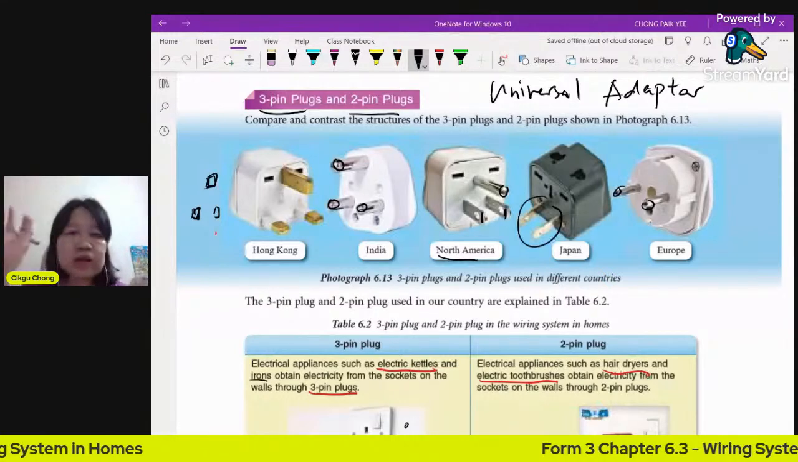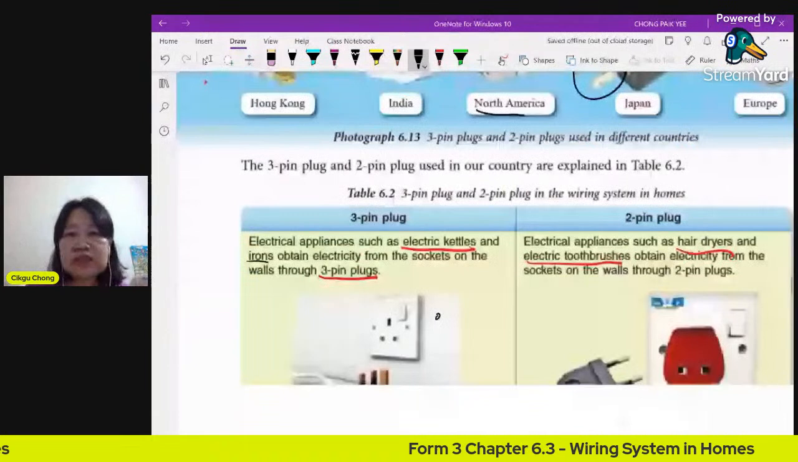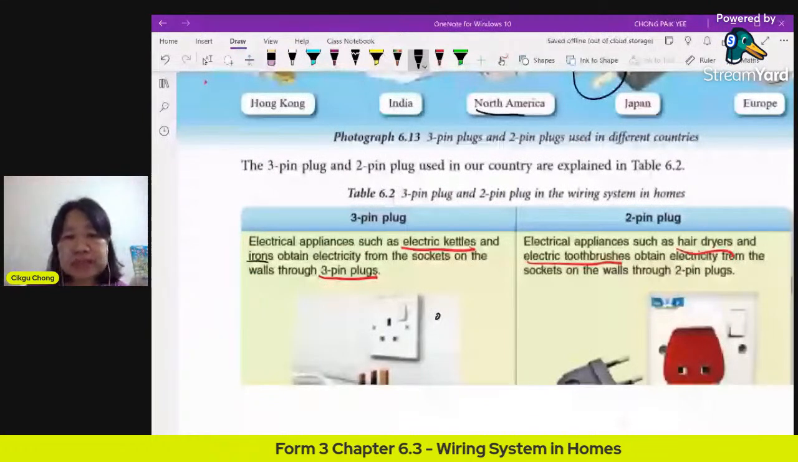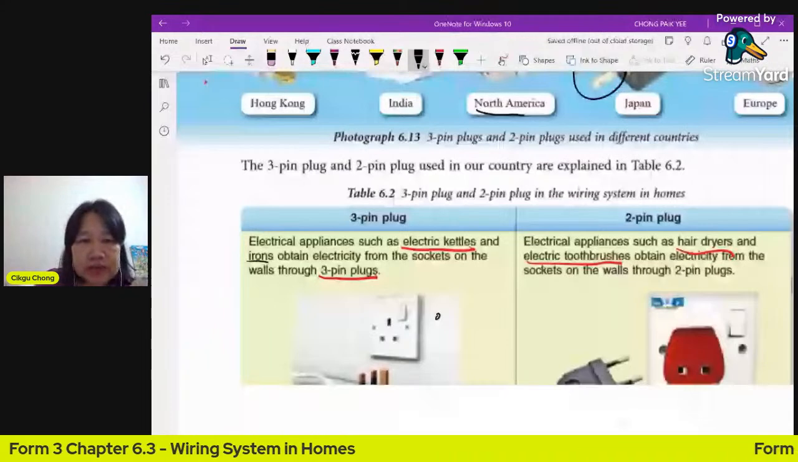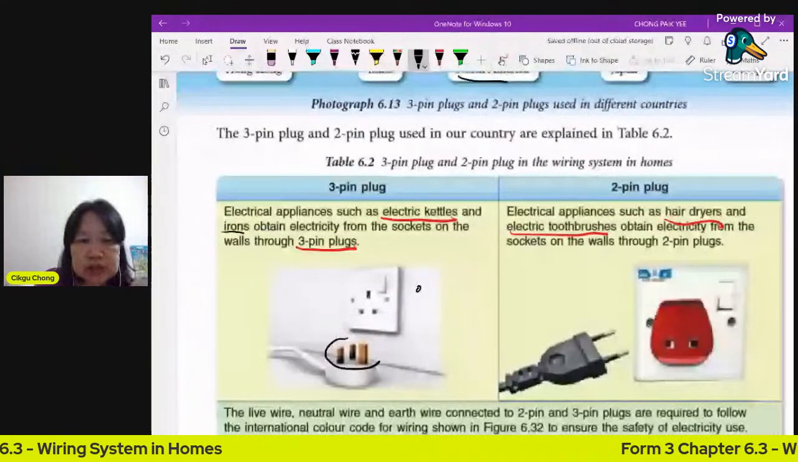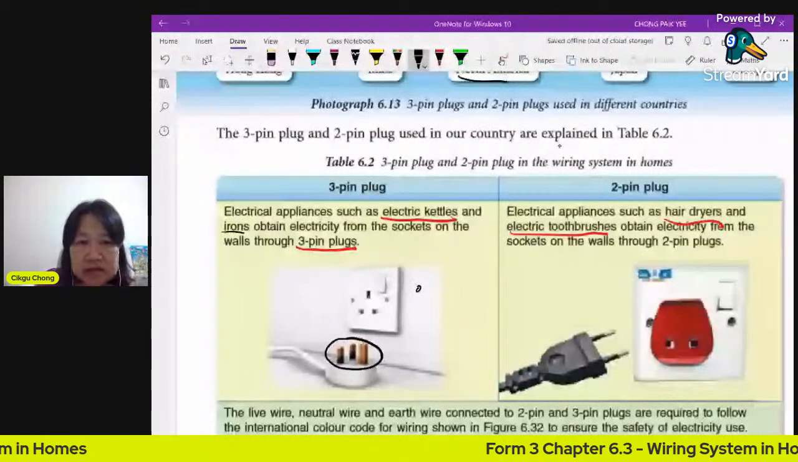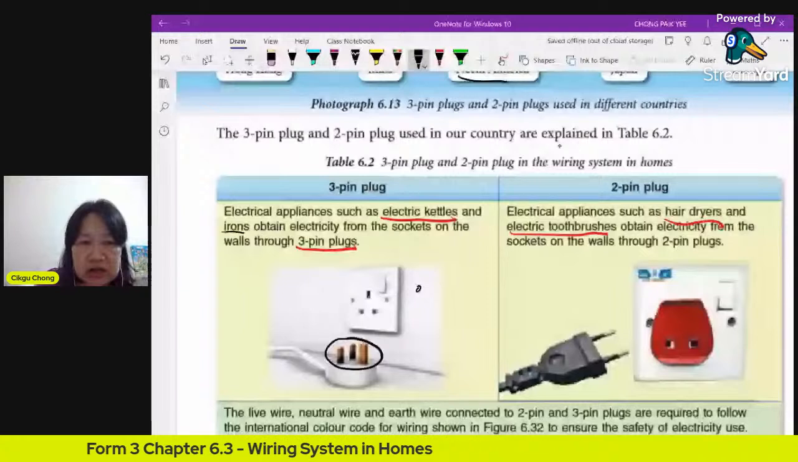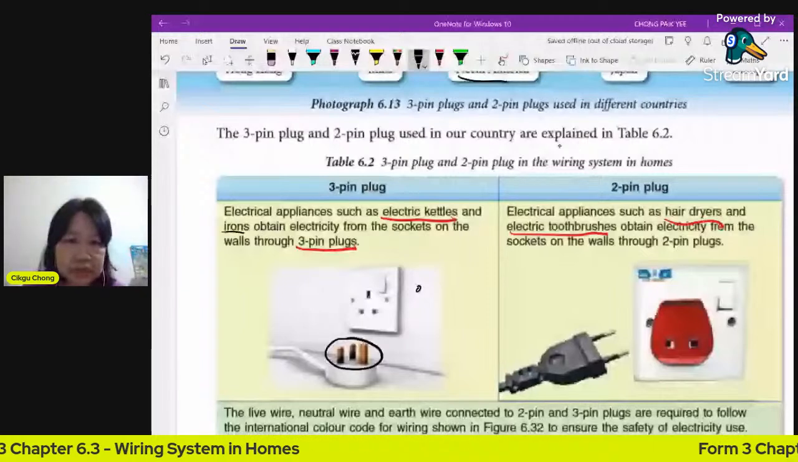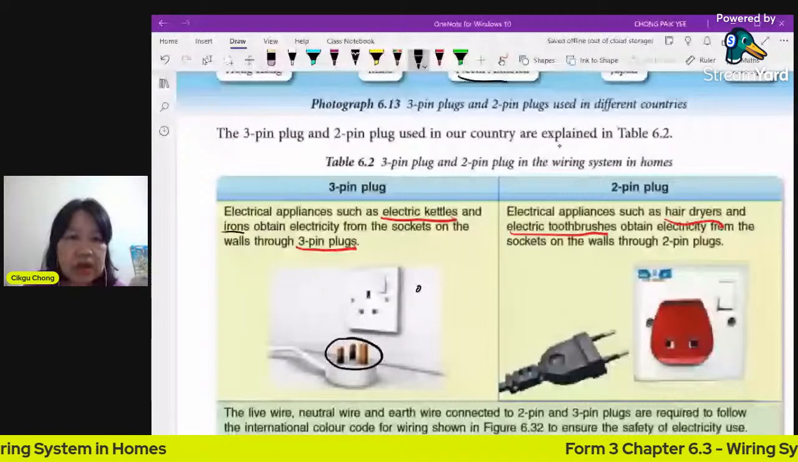All right, so what's the difference between a 2-pin plug and a 3-pin plug? Basically, it's very easy to see. When you have a 3-pin plug, what are the 3 pins? You need to have a live wire, definitely, 1 neutral wire, and the additional one is the earth wire. In order for the electric device to work, you just need your live and neutral. The earth is for protection.